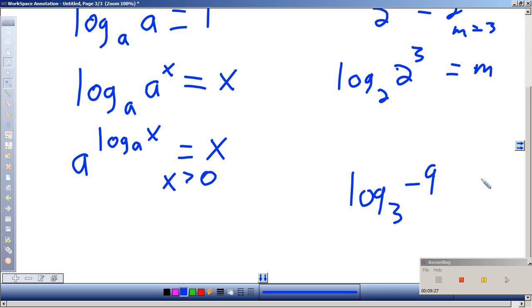Because we could do 2 to get positive 9. Negative 2 gives us 1/9. Can you raise something to a power and get a negative number? Not if it's a positive number. So negative numbers are not in their domain.